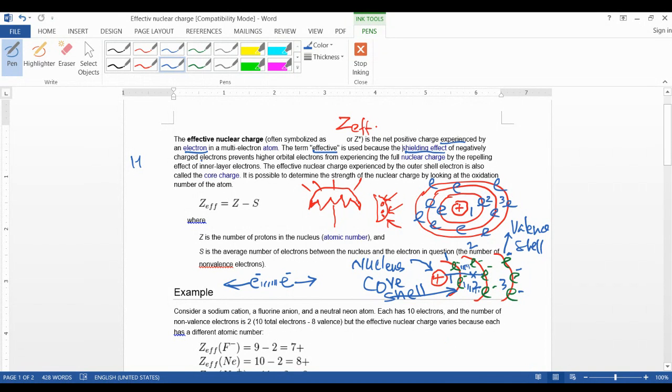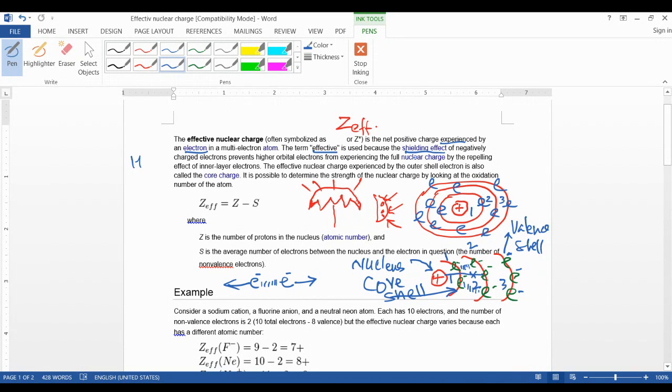Doctor, what happens if there is no shielding effect? Of course there is a shielding effect. Here there is no shielding effect, only if you have just two electrons, helium. No shielding effect, only one shell. So the nuclear charge will be very, very high because of more attraction. Clear? Okay.